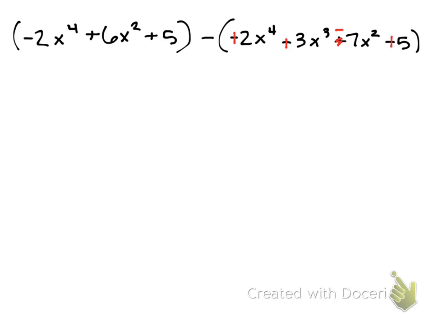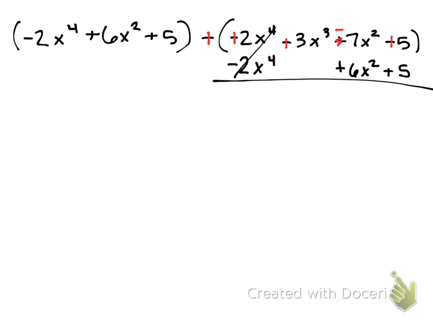So now I'm just going to make it an addition problem and line up my like terms. So we have negative 2x to the fourth, positive 6x squared, and positive 5. What happens to the 2x to the fourth and the negative 2x to the fourth? They cancel out. Do I write anything there at all? Nope. Now I'm just going to drop down my 3x cubed.